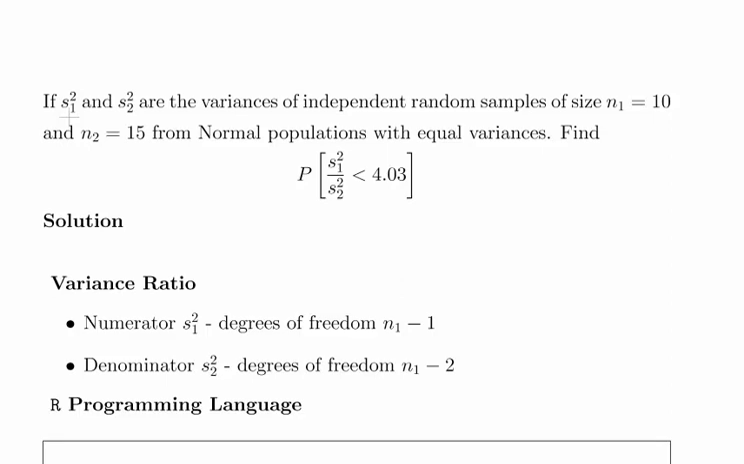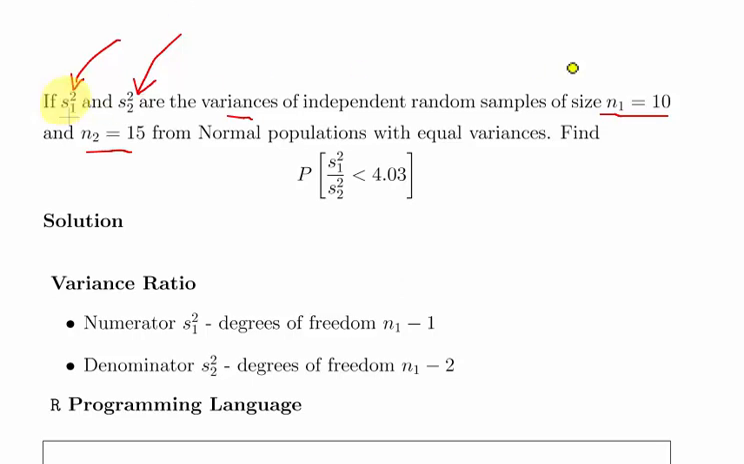Okay, in this presentation we are going to look at variance ratios and the F distribution which we would use. So we have two sample variances, S1 squared and S2 squared, which are from two samples, S1 and S2. They are variances of independent random samples of size N1 equals 10, the first sample size, and N2 equals 15, which is the second sample size.